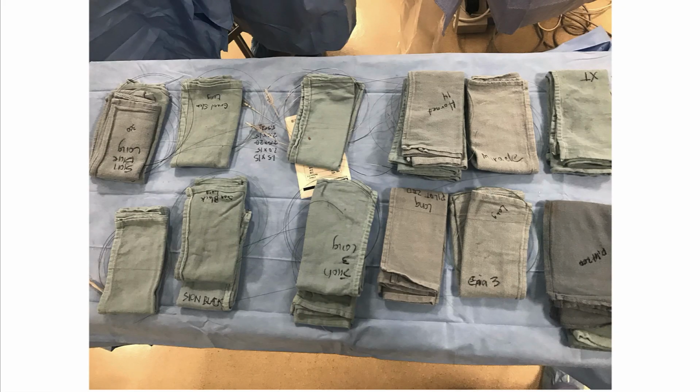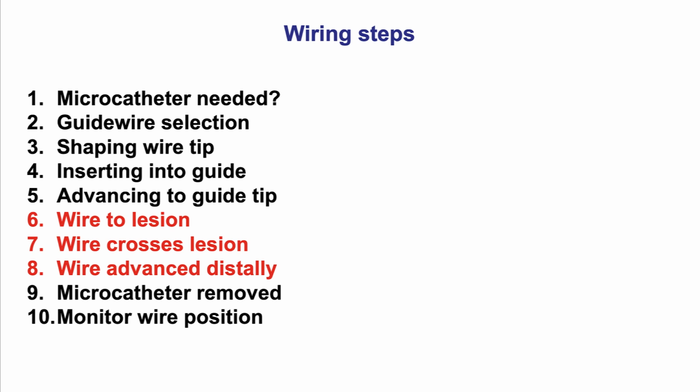This is also important when multiple wires are used. This is an example from a CTO case in which having clear marking of which wire is which can help identify those wires if they are needed again during the case.